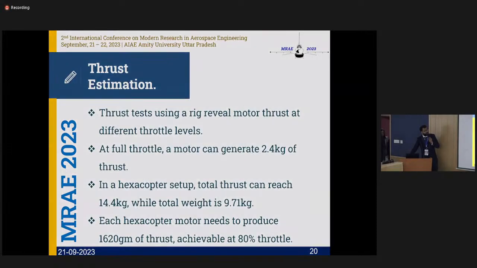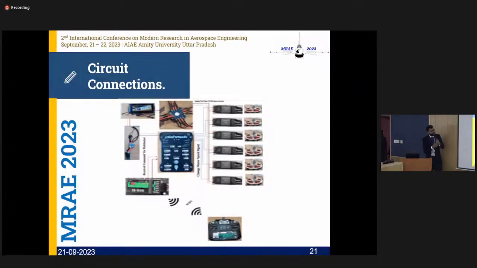So this is all about thrust estimation. The connection is a conventional connection only. We have 6 ESCs, electronic speed controllers, controlling my 6 motors. Also the ESC power distribution takes the power from the battery and distributes it to the 6 ESCs, and my battery will also be able to power my PICSOC through the power module, which I mentioned.